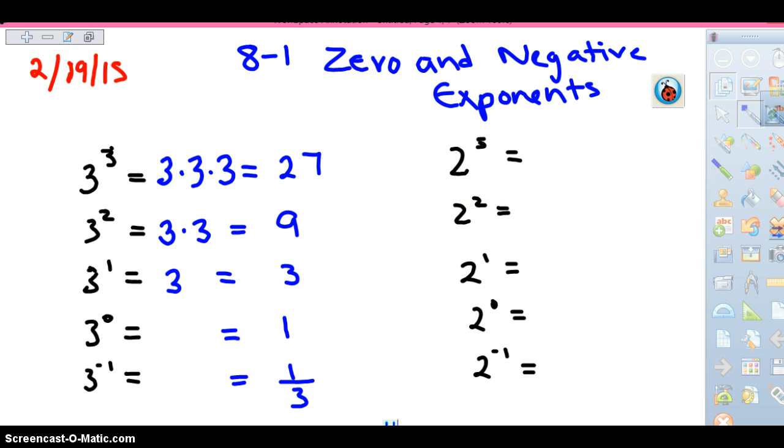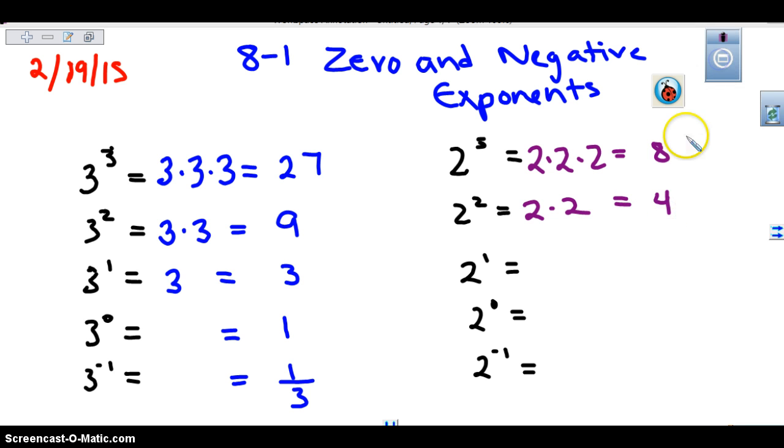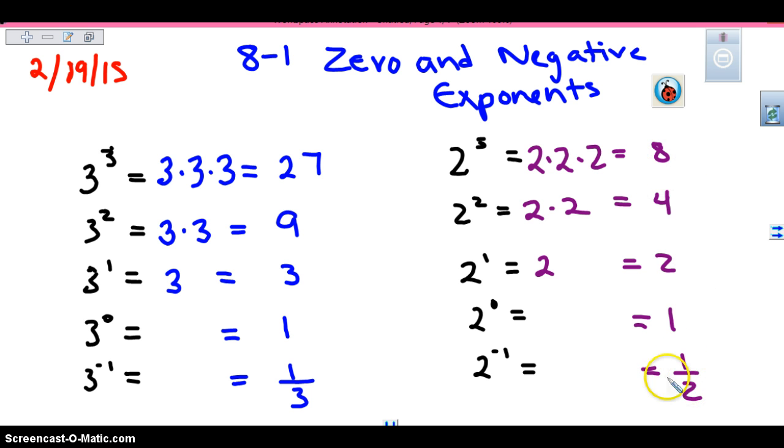Let's look at the 2's now. We have 2 cubed, 2 times 2 times 2, that equals 8. 2 squared equals 2 times 2, 4, or the same thing as 8 divided by 2. 2 to the first power equals 2. If we continue this pattern, 2 to the 0 power would equal 1. And 2 to the negative 1 power would equal 1 over 2, if we continue dividing by 2.